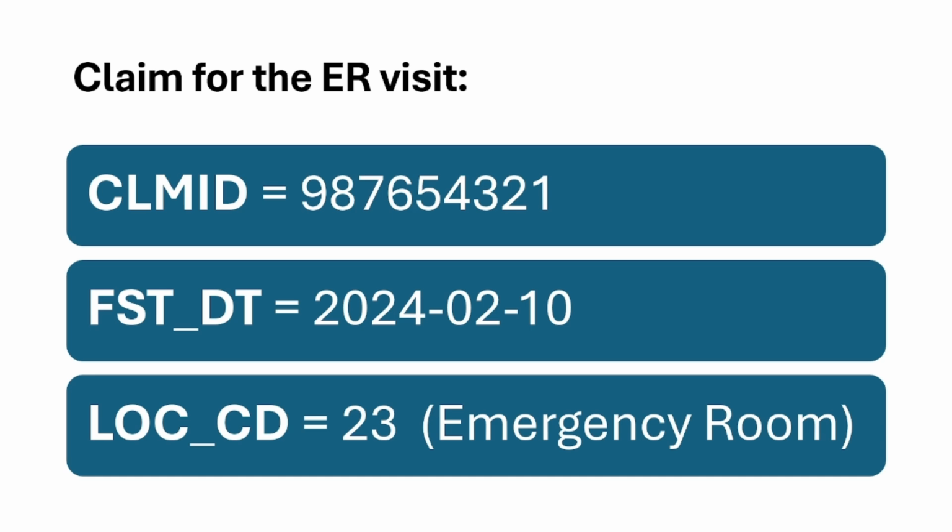So, claim ID, you can see first date, that is the date the patient was brought to the emergency room, and location code, LOC_CD, means location code. That is 23, it shows it's an emergency room. So every location has got an identifier. Location doesn't mean a place like Bangalore. It means which place in the hospital. Can be inpatient, can be an emergency room, can be an outpatient, etc. So every place has its own code because the reimbursement also varies based on the location.